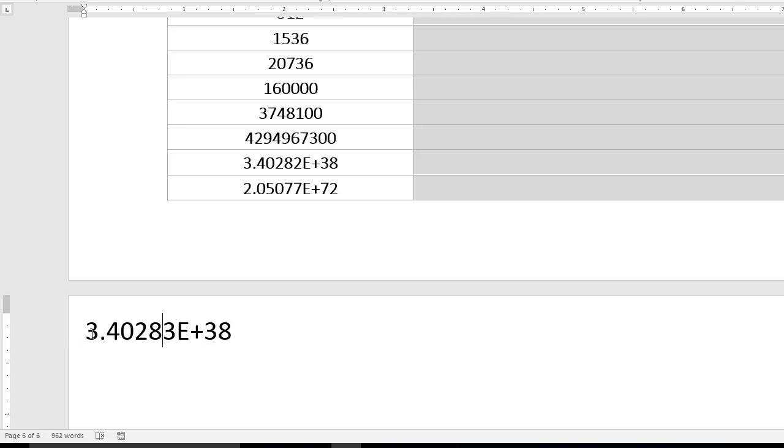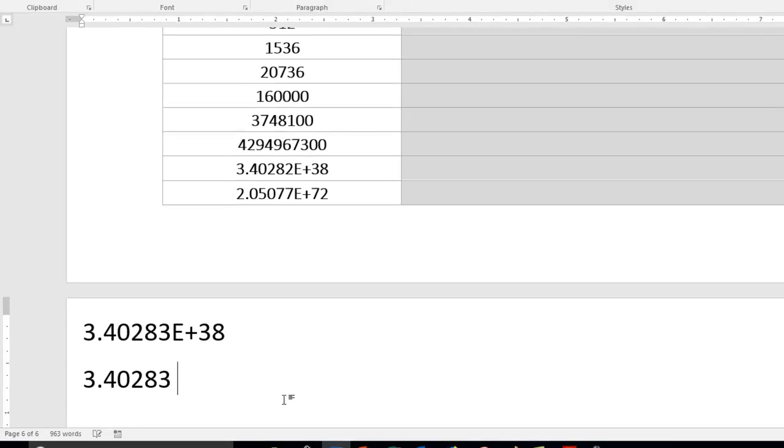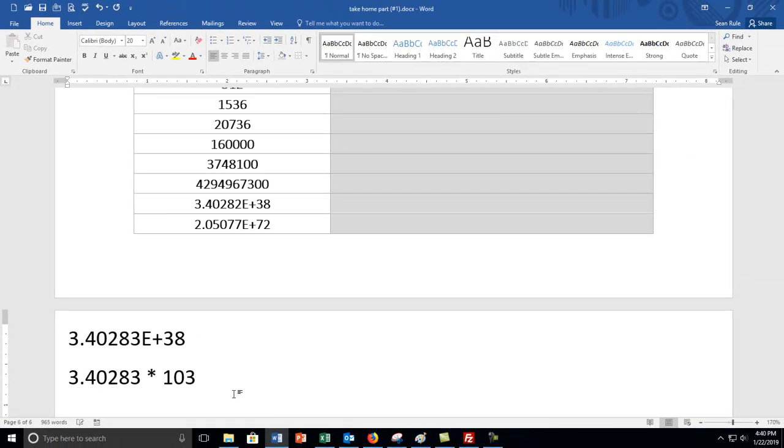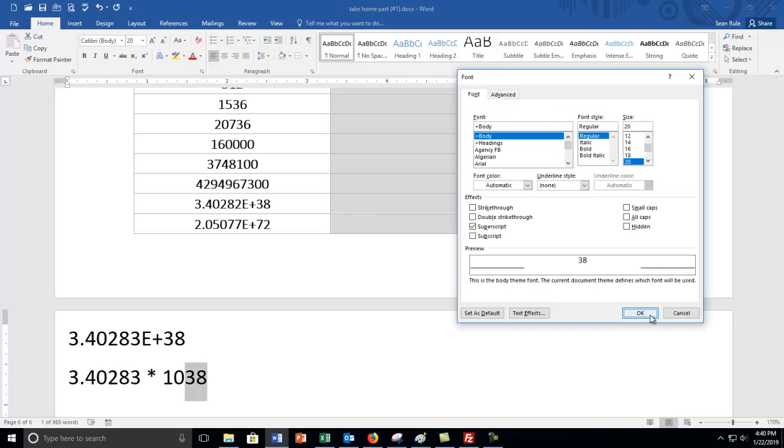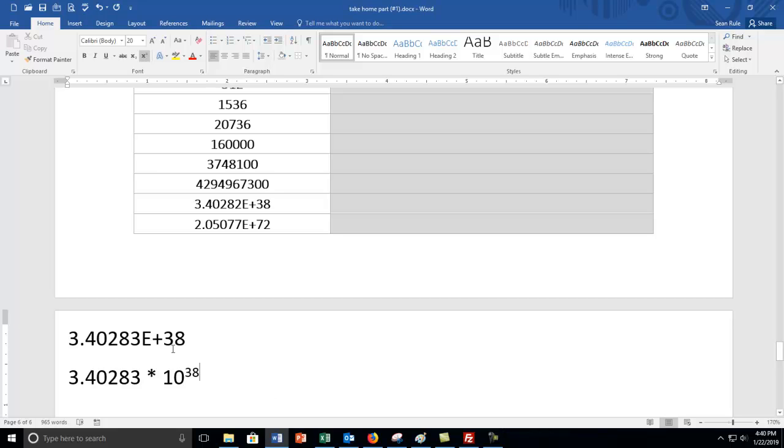Now, what I want to tell you is what it actually means. When you see this, it is scientific notation. The E stands for the word exponent. And what this actually means is this: 3.40283 times 10 to the 38th power. That's what it actually means, but you can see why Excel can't write that. You see, when I made the 38 look like an exponent, it actually leaves that single line display. So this is what is actually being said when you see E plus 38.